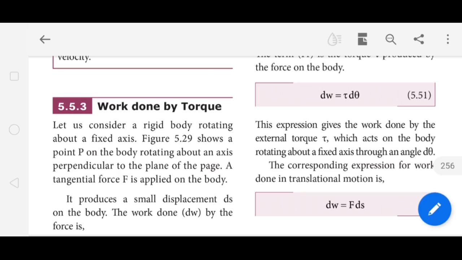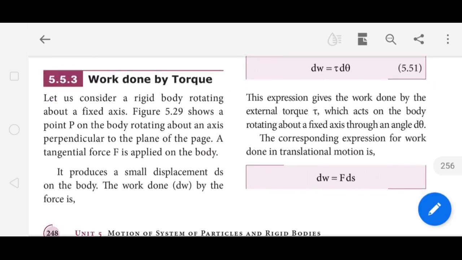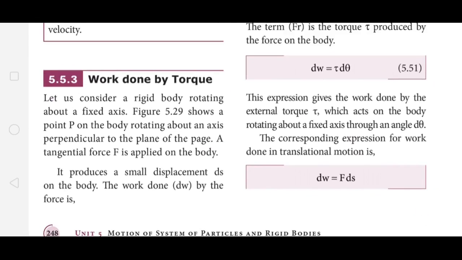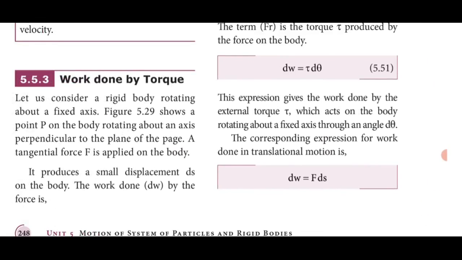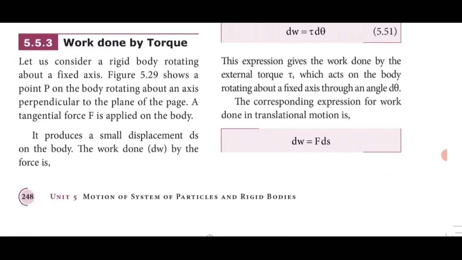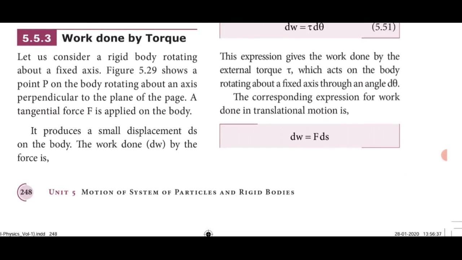We are going to the effects of the torque on the rigid body. Last class we had discussed. So now we are going to start the next topic, that is work done by the torque. So what is that work done by the torque? Let us consider a rigid body rotating about a fixed axis.